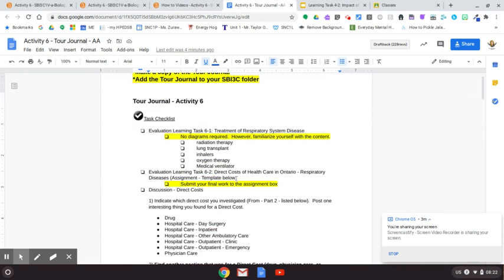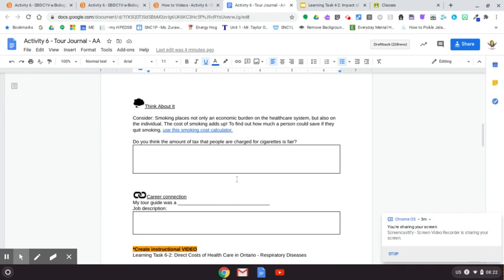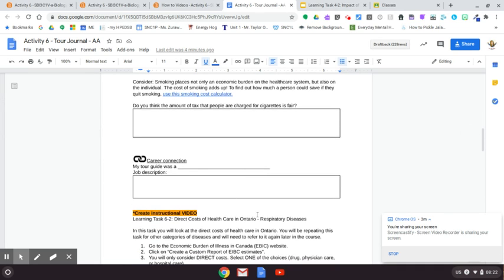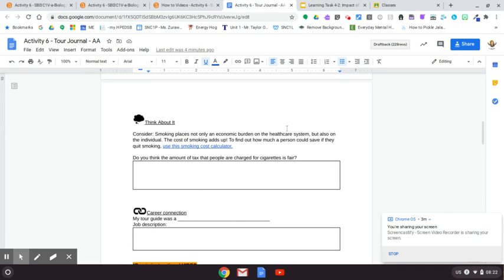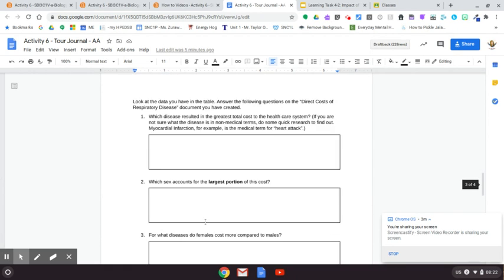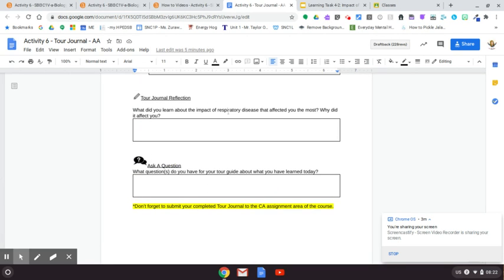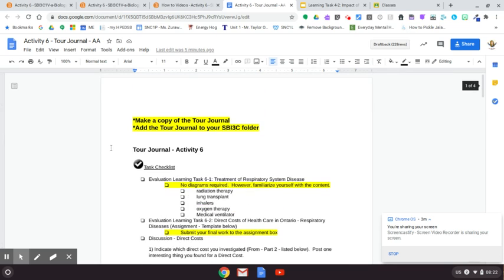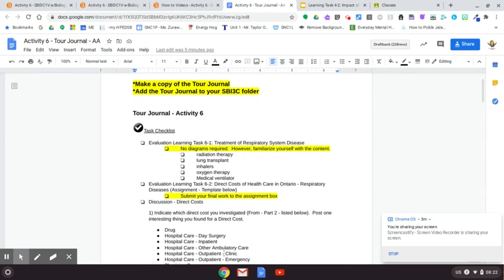So this activity 6 should look super familiar because you just did something like it. Then you're going to finish up your journal. There's a smoking calculator here that you can open up in another page. You're going to think about whether taxing people's fare. You've done your career connection, and that part will be separate. And you've done this, and you will submit it to the culminating activity assignment area of the course. So that's the general overview of activity 6, and I will put up specific videos for each one next.